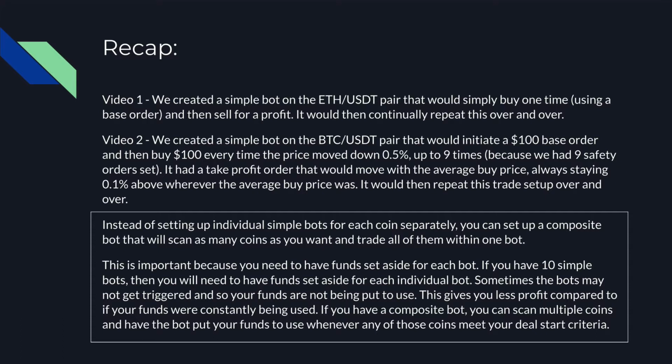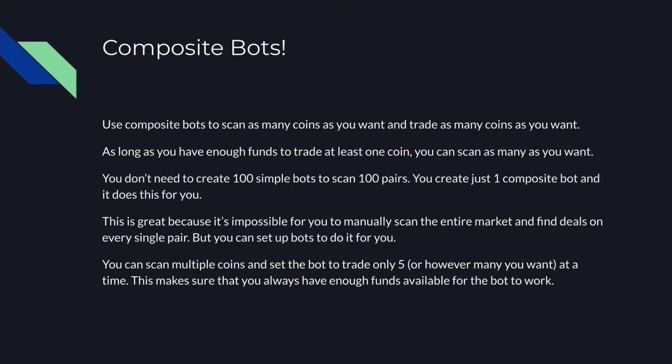If you have a composite bot, you could scan multiple coins and have that bot put your funds to use whenever any of the coins meet your deal start criteria. So composite bots are amazing. You use composite bots to scan as many coins as you want and trade as many coins as you want. As long as you have enough funds to trade at least one coin, you could scan as many coins as you want. You don't need to create 100 simple bots to scan 100 pairs. You create just one composite bot and it does that for you.